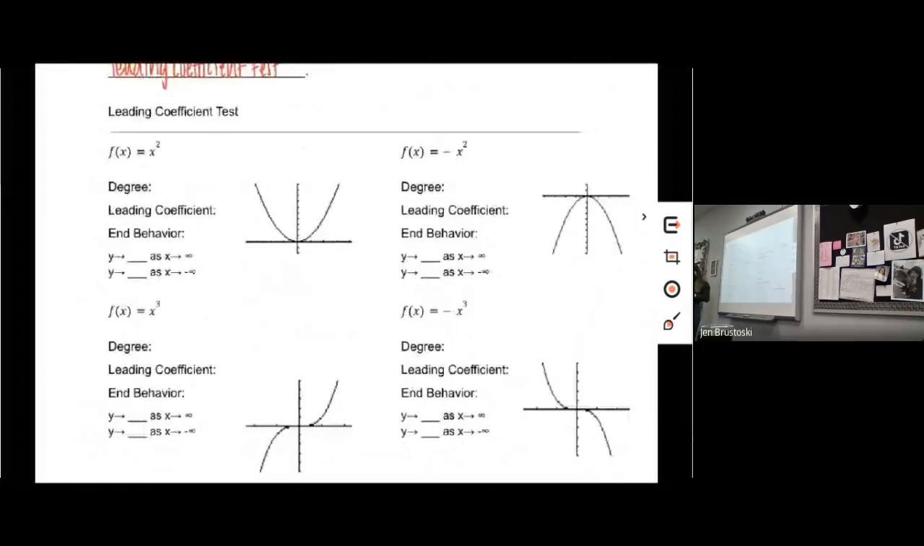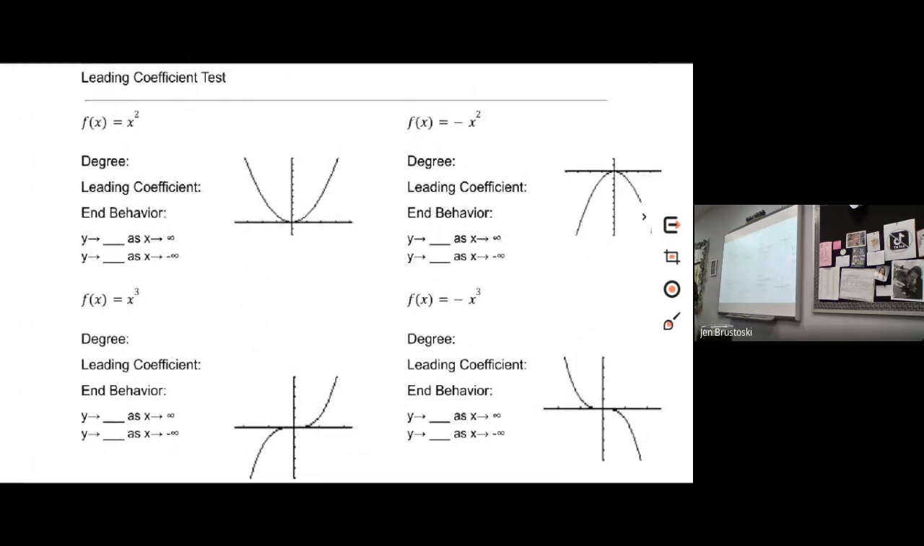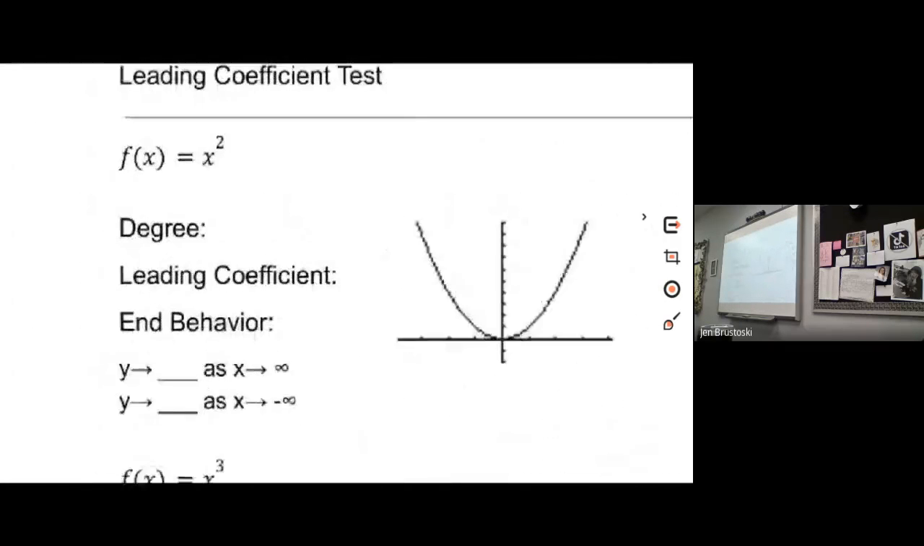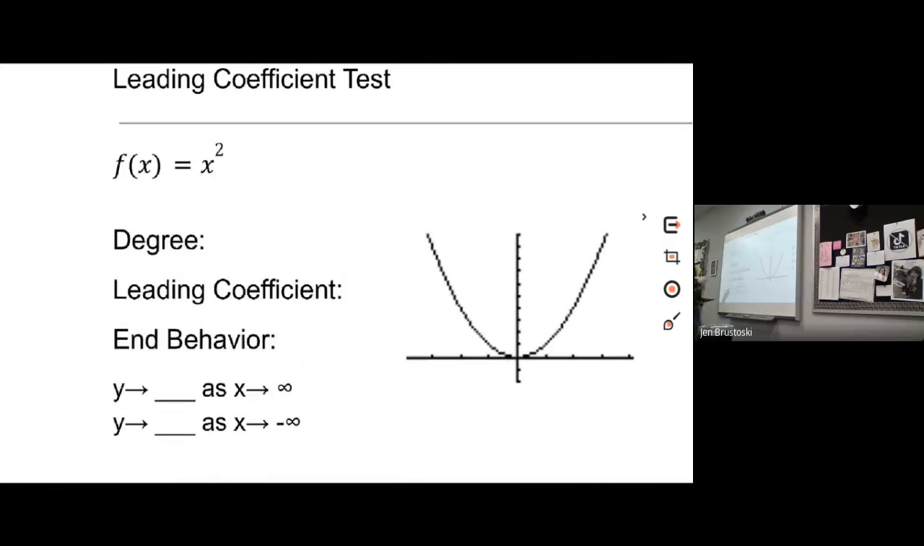Here, this whole thing is the leading coefficient test. So let's start with x squared. If I have a degree that is even, we're going to talk about degrees being even or odd, I have an even number here, 2 is even. And if I have a leading coefficient that is positive, it's face up, right? If it's negative, it flips over. Here's how we'll describe the end behavior.